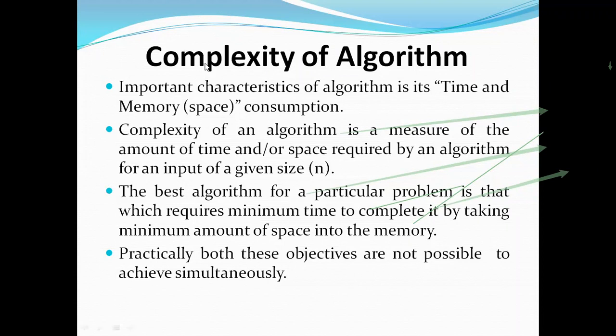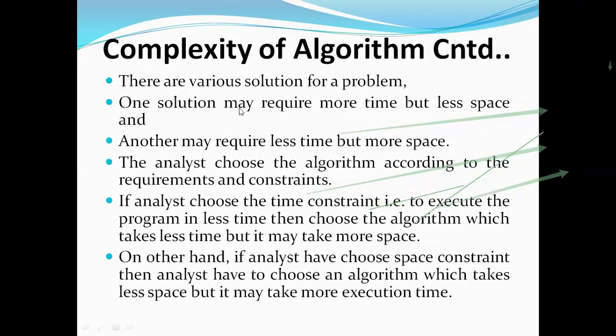So with this, we can find the complexity of the algorithm. There are various solutions for a problem. One solution may require more time but less space, and another may require less time and more space. So we can solve the problem in two methods. In the first method, it will take more time but less space, and in the other method, it will take less time but more space. Now it depends upon you which one you go for.